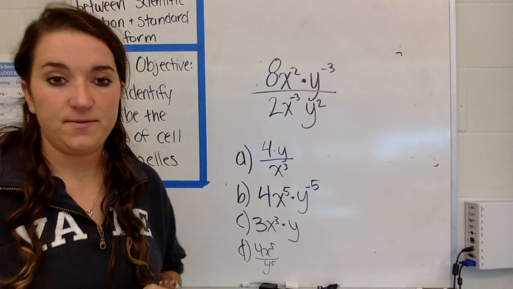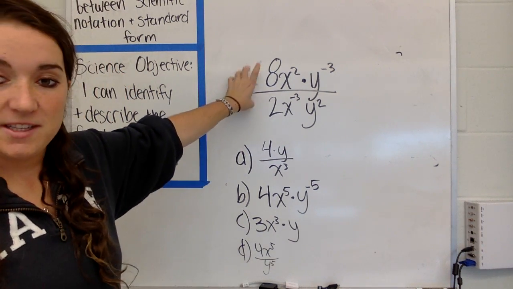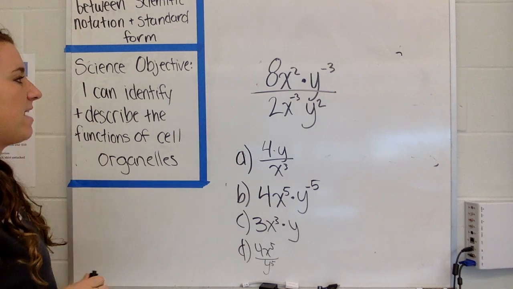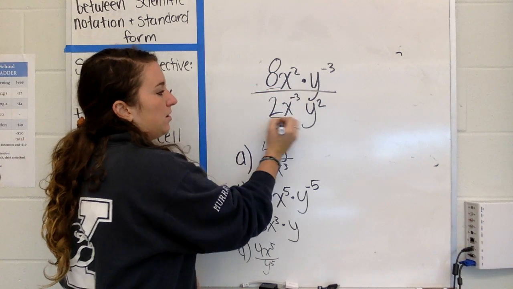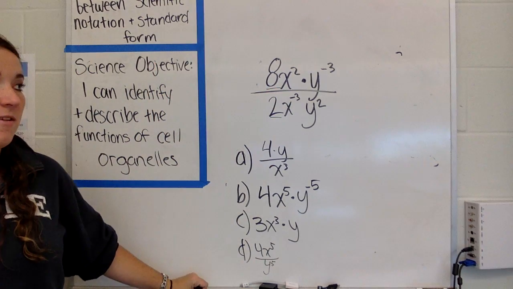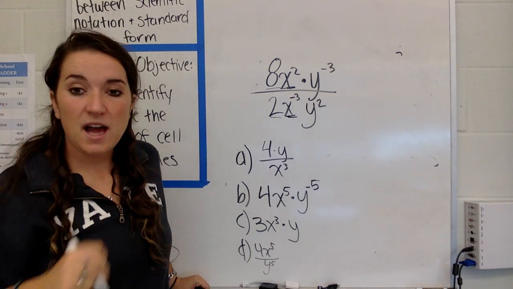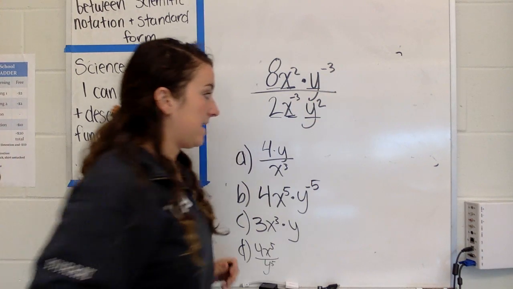Final problem for this video. We need to find which expressions are equivalent to this big one up here. So first we need to simplify this expression. I see I have coefficients or numbers in front of my variables. Then I have two terms with a base of x and two terms with a base of y.